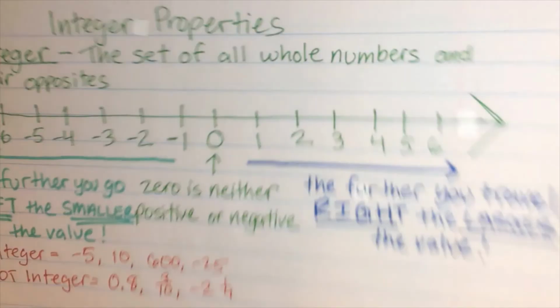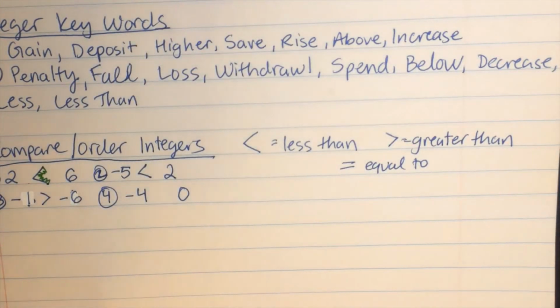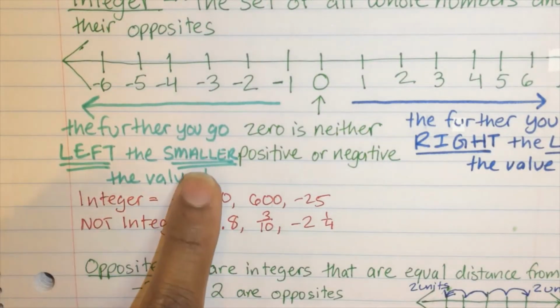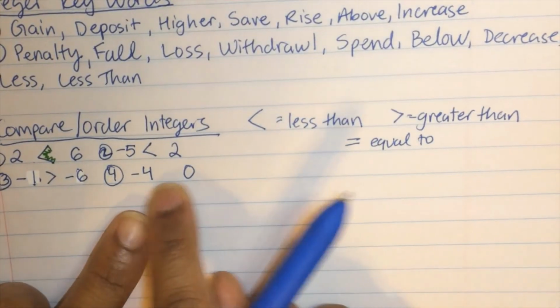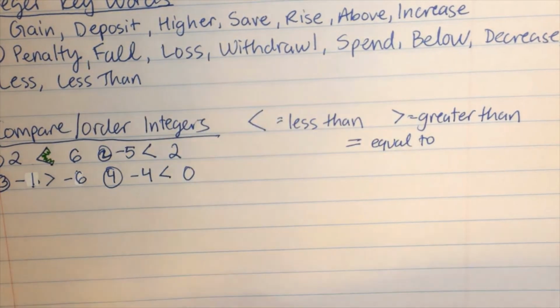Okay, so what do you think I would say for this question? Would I say negative 4 is greater than, negative 4 is less than, or negative 4 is equal to 0? Remember we said negative 4 is further to the left, so it's smaller. So negative 4 is going to be less than 0, because it's smaller. So that's how I got that answer. Okay? Awesome.